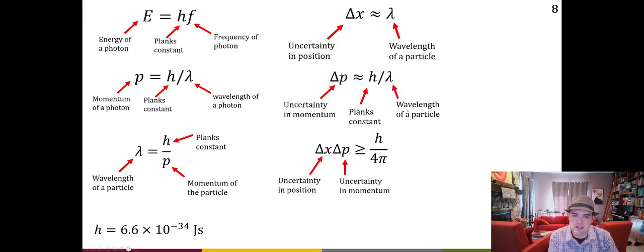All right, here is the summary slide with all the equations on it. I hope this helps.